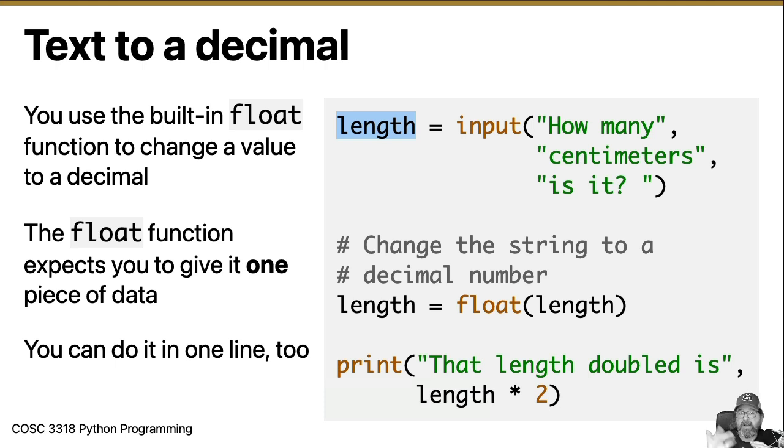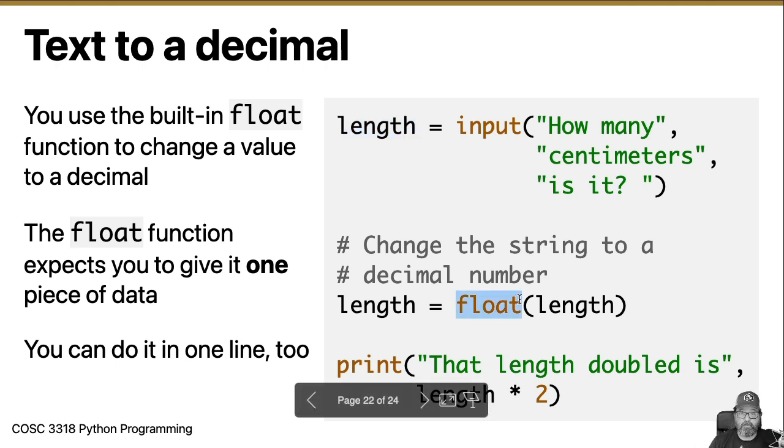3.17. So I want to turn that into a decimal number, and I use the float function to do that. Remember, a function is a name, an open parenthesis, the data you want it to use, and a close parenthesis.